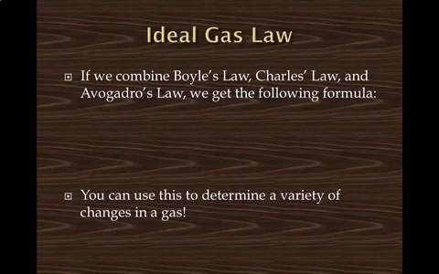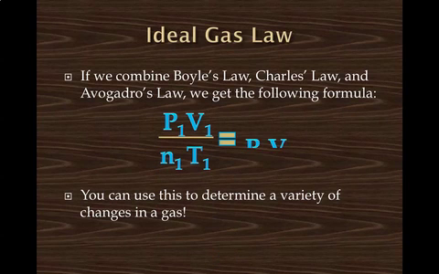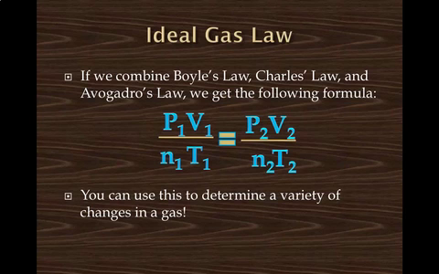Okay, so the ideal gas law comes from combining Boyle's law, Charles' law, and Avogadro's law. So when we do that, there's Boyle's law, over that part is Avogadro's law, and there's Charles' law, and we can combine it just like that. All of these make assumptions that pressure's not changing or volume's not changing or temperature or whatever. But when we combine them all, we can use this to determine a variety of changes in a gas.